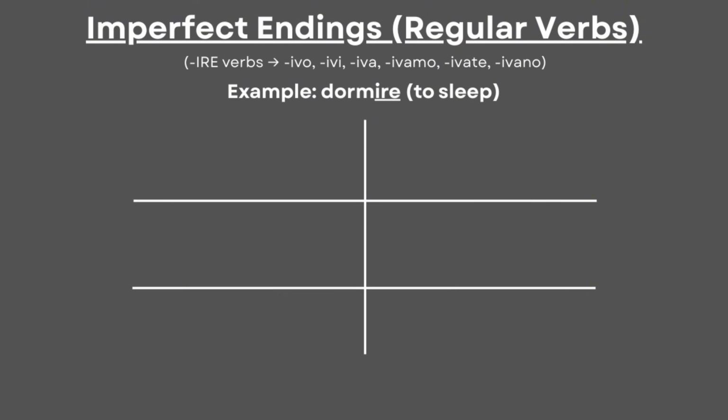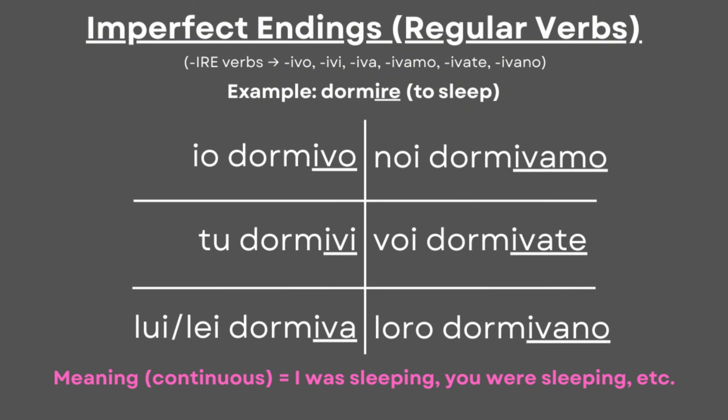Let's finish with the last type of verb, dormire, to sleep, which ends in ire. Verbs that end in ire will have these endings: ivo, ivi, iva, ivamo, ivate, ivano. Dormivo, dormivi, dormiva, dormivamo, dormivate, dormivano. The meaning of the phrases is was or were sleeping.